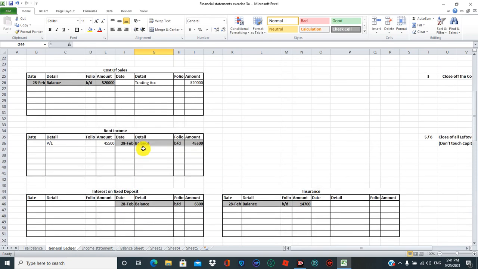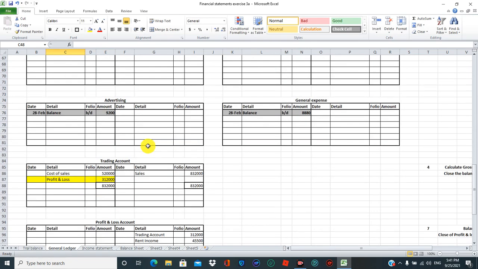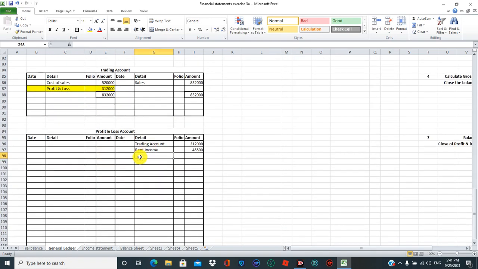Remember, we closed off the rent income account on the debit side, so it moves to the credit side of the profit and loss account. Right, so now we go again. Okay, rent income, then it's interest on fixed deposit. So we're closing that one off. So interest on fixed deposit, just the full amount, 6,300. We're closing it off, and once again it's a debit, so that will go there.